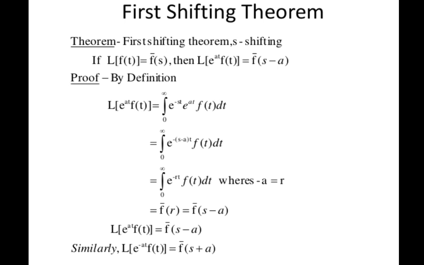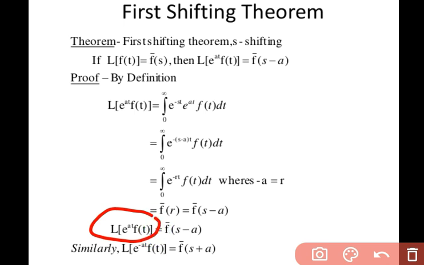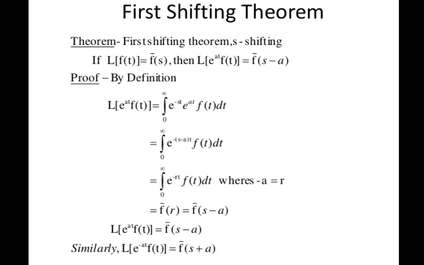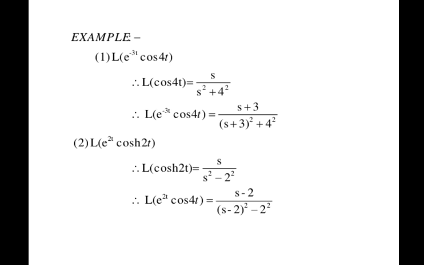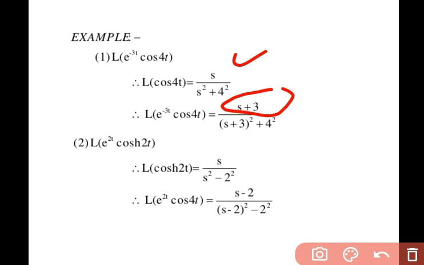Here, Laplace transform of e to the power at is equal to F bar s minus a, and Laplace of e to the power minus at is equal to s plus a. So we can see that the a is added to s. So here 3 is adding, so we put here s plus 3 in place of s. Clear, s plus 3 in place of s here and here, so this is the final result of Laplace of e to the power minus 3t and cos 4t.